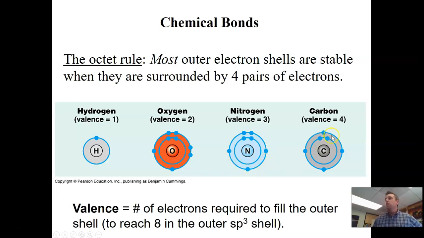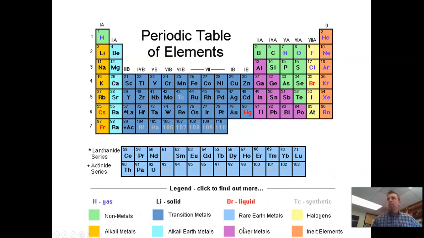And then carbon, with only 4 in the outer shell, 6 total, because you have to include the inner shell, with only 4 in the outer shell, it needs 4. Its valence is 4. And we can kind of tell that here. We can tell that carbon needs 4 because it's right here. It's 1, 2, 3, 4 away from the end.